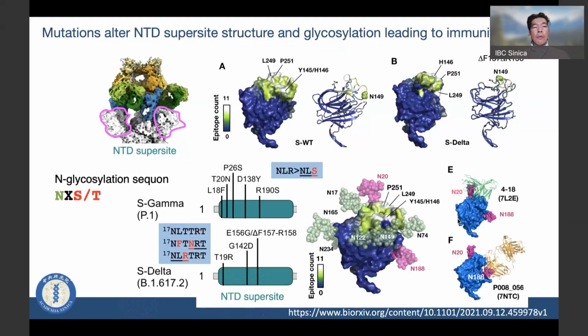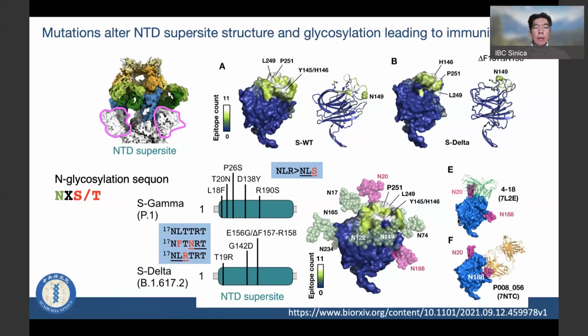Furthermore, in the context of glycosylation, we show by cryo-EM as well as mass spectrometry that the gamma variant introduced two new N-glycans at position 20 and 188. These two new N-glycans shown in pink will sterically inhibit monoclonal antibody binding to the N-terminal domain, as previously demonstrated by other structural studies shown in panels E and F.